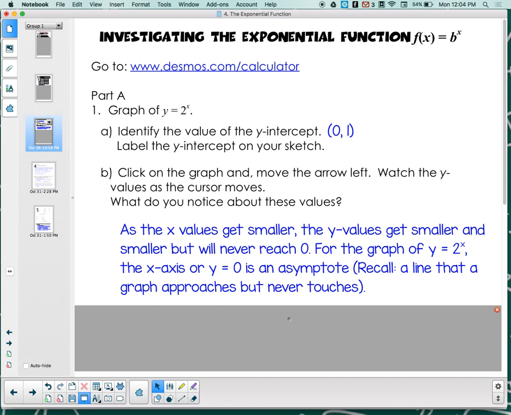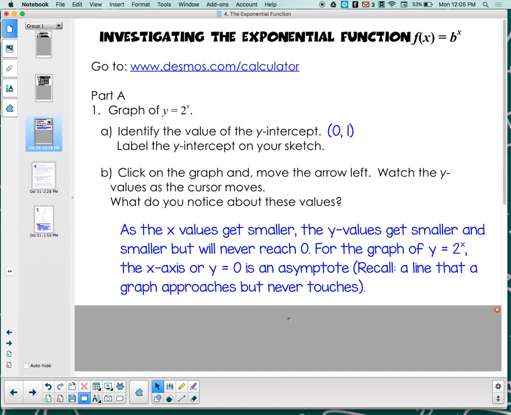Why will it never reach 0? Will 2 to the power of x ever equal 0? No. Why not? Because it's not possible. Your base is 2. What you're saying is, is there a way that you can multiply 2 however many times and the answer is going to be 0? Is that even possible?